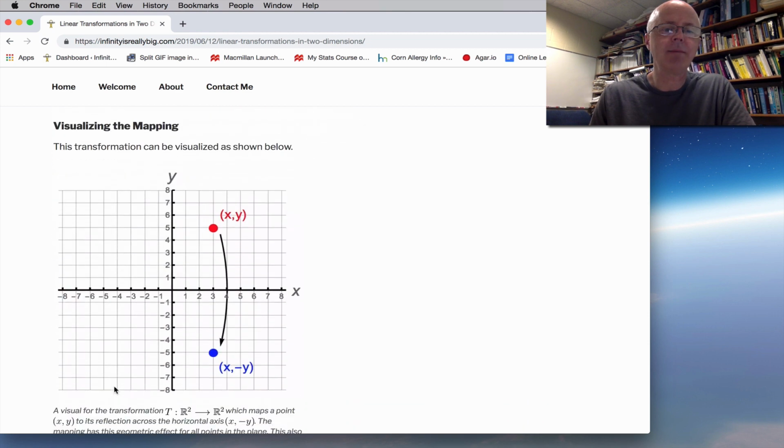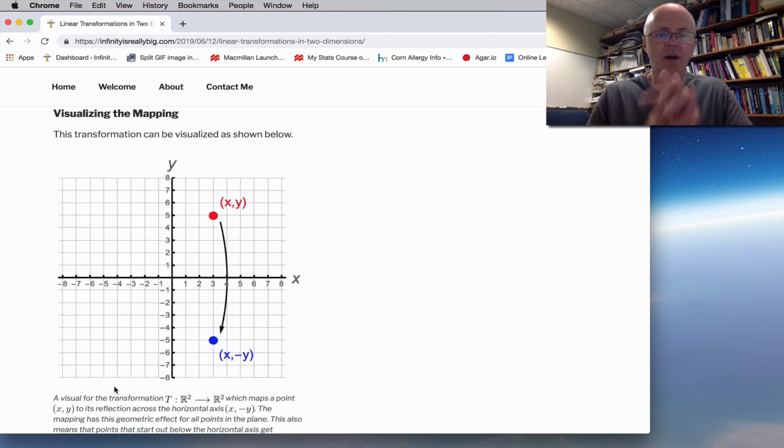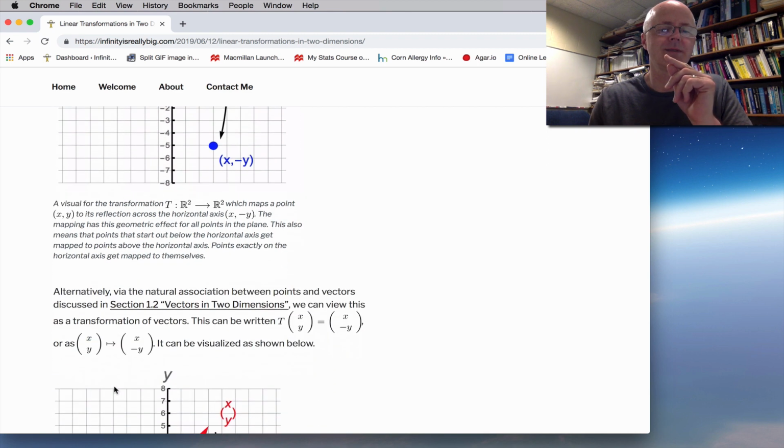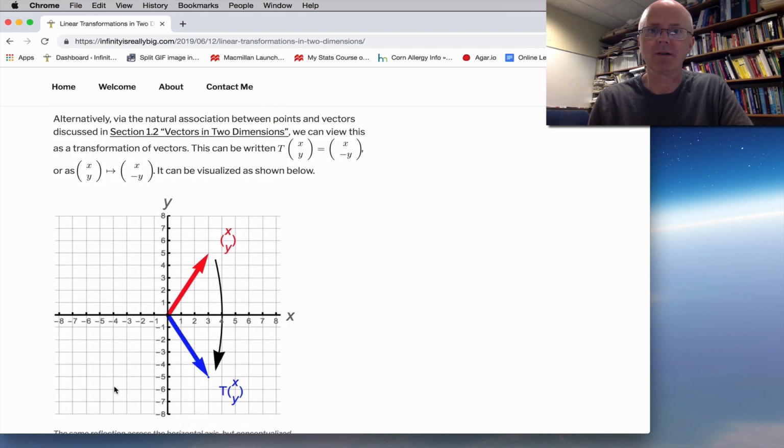How do you visualize the mapping? I already talked about that here. Here's a visual for it. I talked about it with my fingers and hands here before. That's one way to visualize the mapping, as a mapping of points. There's another way to visualize the mapping as a mapping of vectors. That's this picture right here.